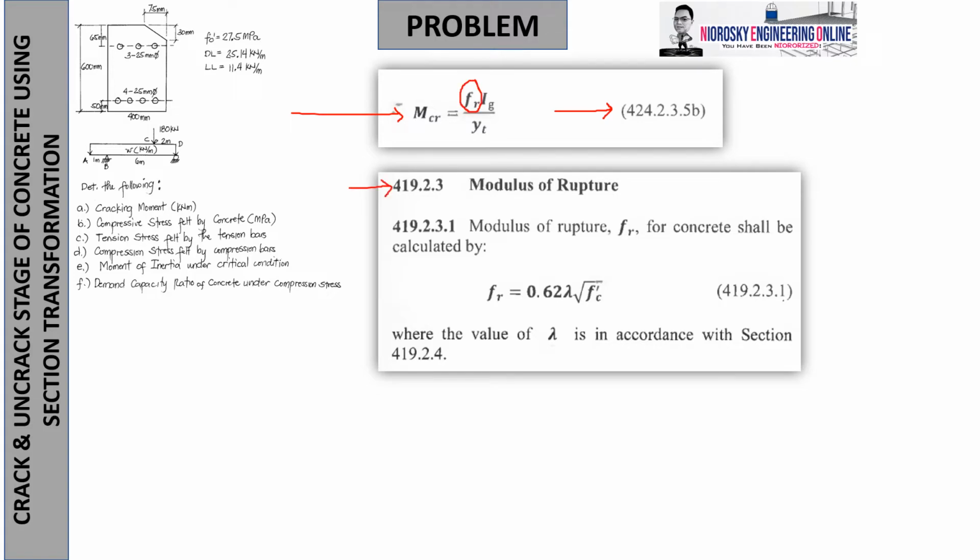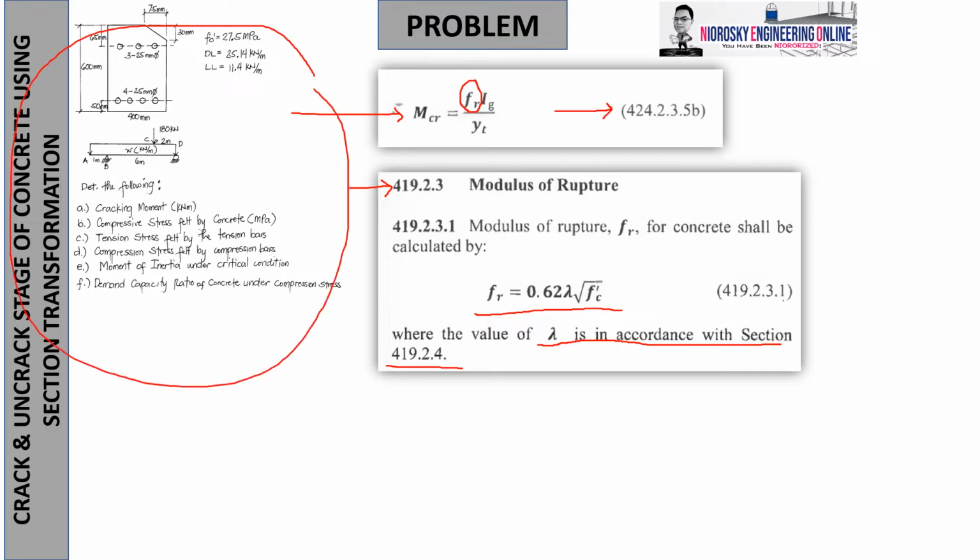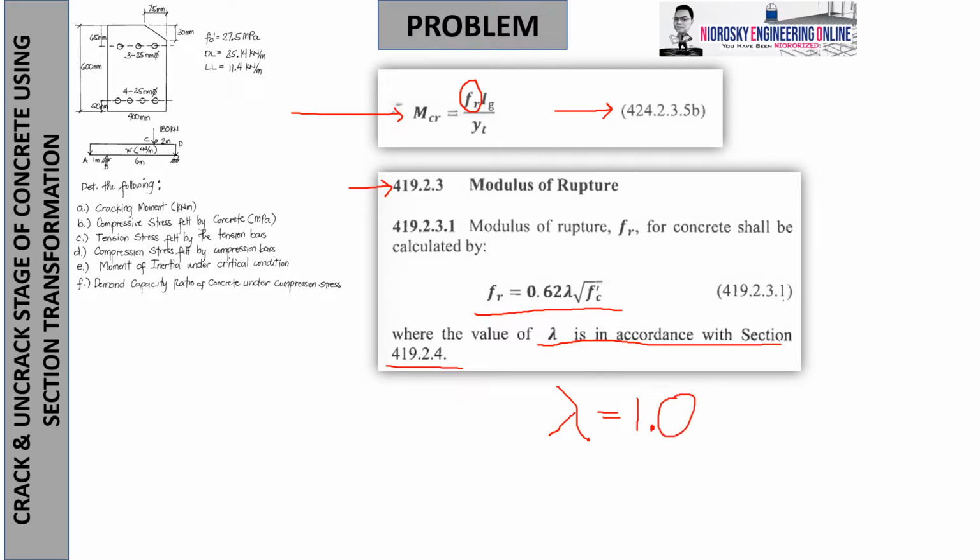To get that, knowing 419.2.3 modulus of rupture, so modulus of rupture under that code 19.2.3.1 is taken as 0.62 lambda square root of fc prime, where lambda is in accordance with the section that I have discussed before. But notice that there is no mentioned condition of what kind of concrete is being utilized. So the base assumption is it is a normal weight concrete. So that's why we are going to use a base value of lambda that is equal to 1.0, unless specified of what type of concrete and what type of mixture, no, yung ganyang ginamit.